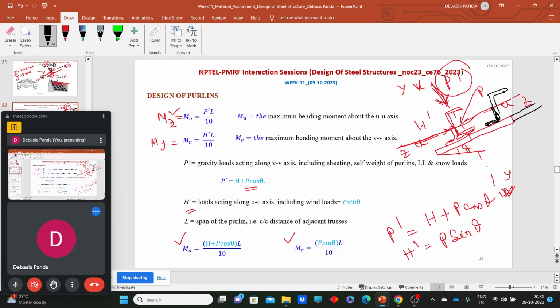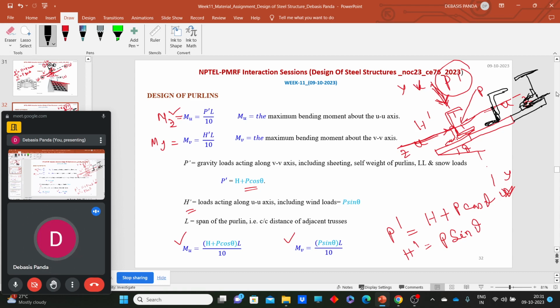Generally, for I section and channel section the design procedure is different, and for angle section the design procedure is still different. So firstly, we will see what the design procedure of purlins should be when we use the channel or I section. For this I section, the cleat angle is like here. Reverse cleat angles should be provided like this.